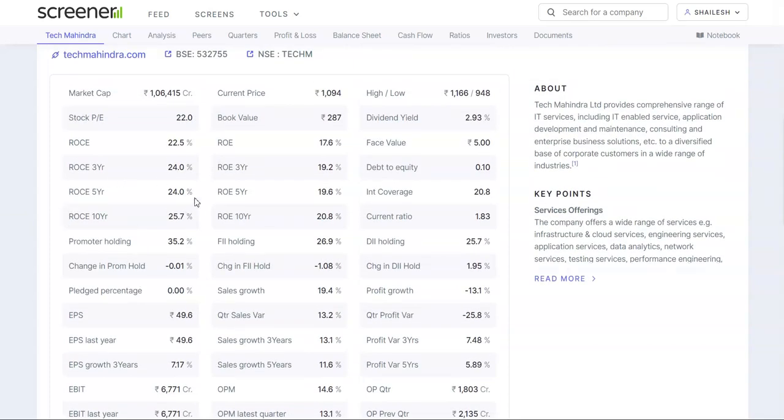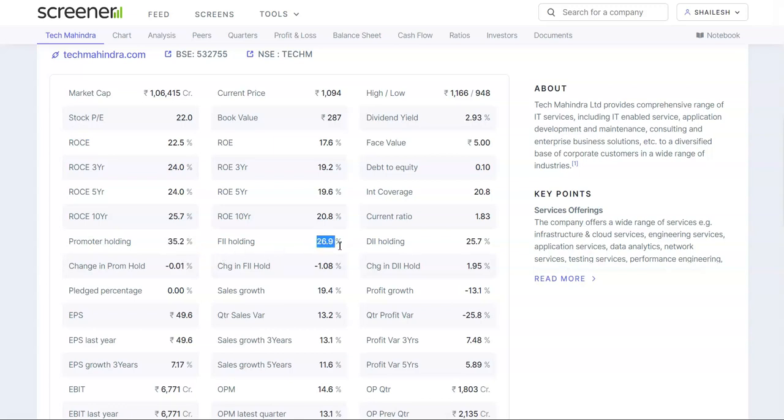If we look into the ROCE, so the ROCE oscillates between 22.5 till 25.7. So this is the average ROCE for 10 years and this is the present ROCE for this year. If we look into the ROE, it oscillates between 17.6 till 20.8. If we look into the promoters holding, it is lesser than 50%.